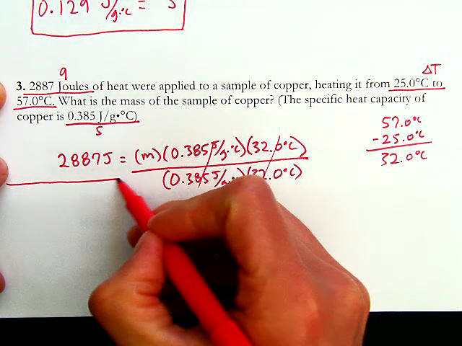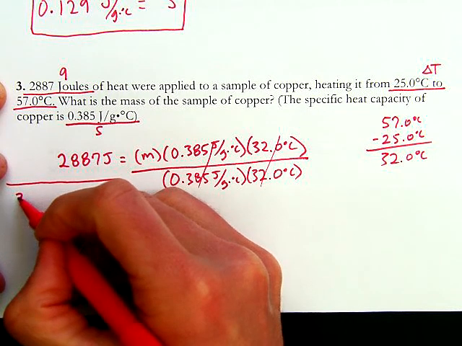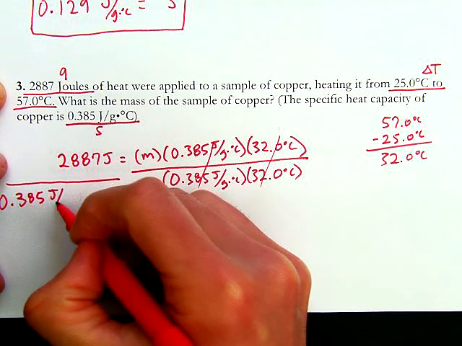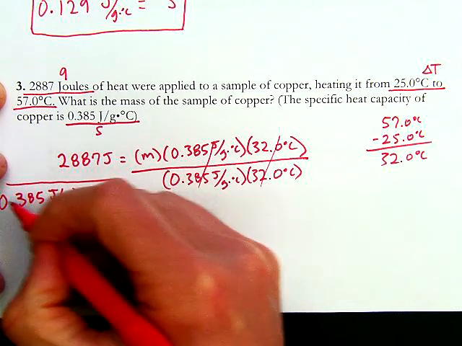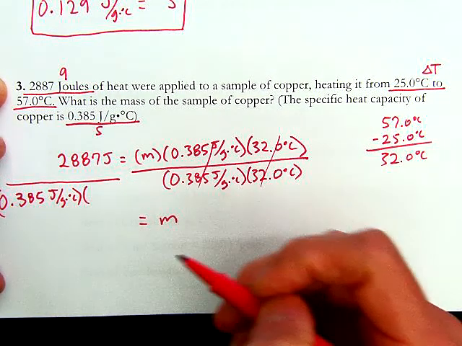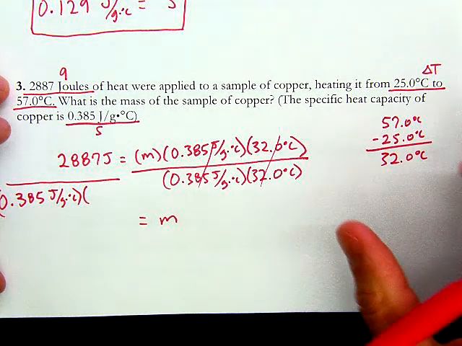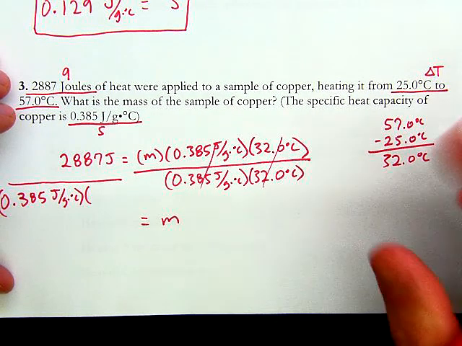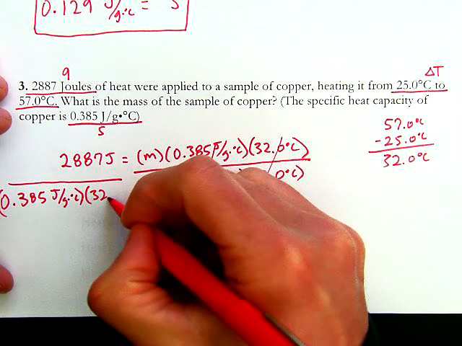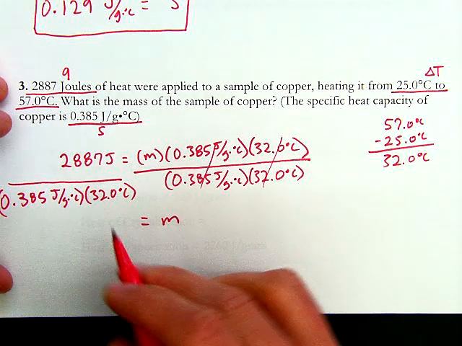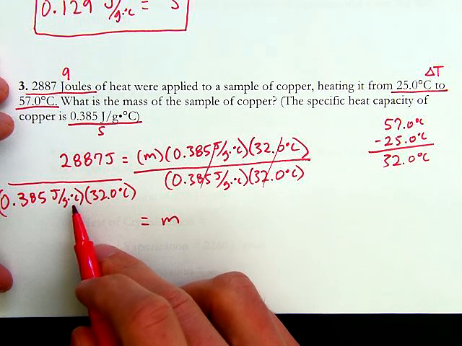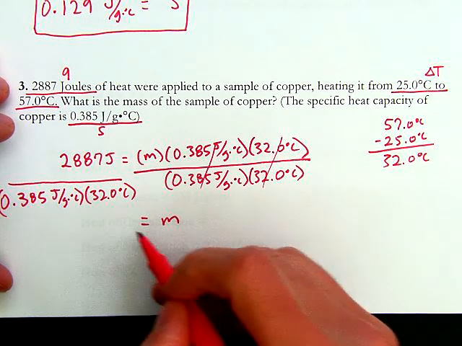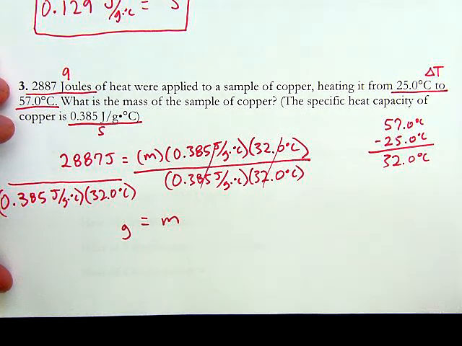So our joules gets divided by our specific heat capacity, and this is times our specific heat capacity getting multiplied by our temperature change, which is 32. Now if we do this, degrees Celsius is going to cancel and joules is going to cancel, and the only unit you'll be left with is grams, which is good because that's our unit for mass.